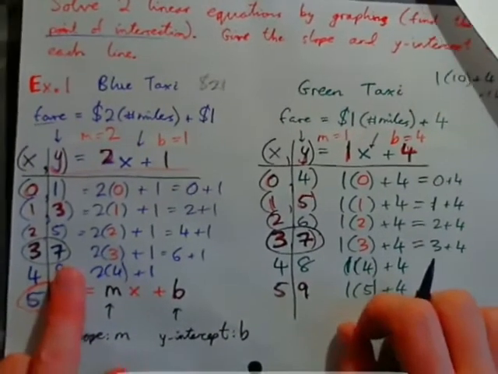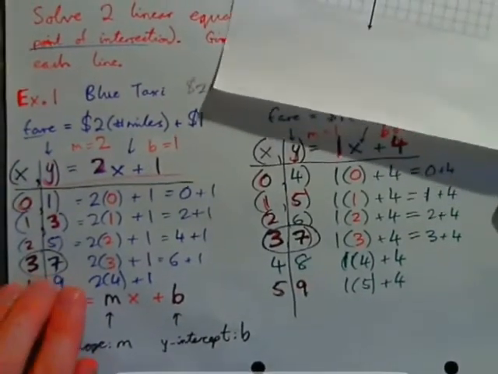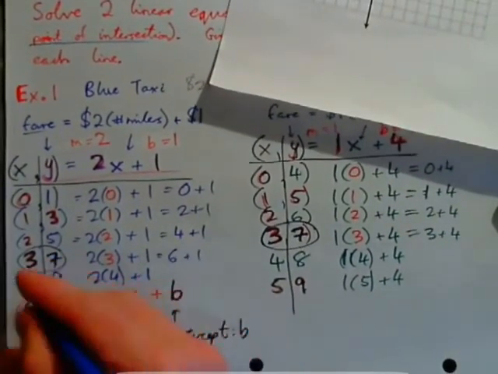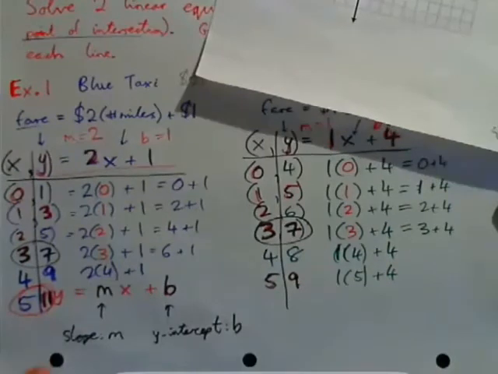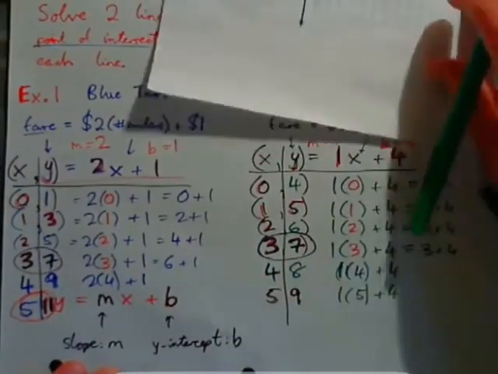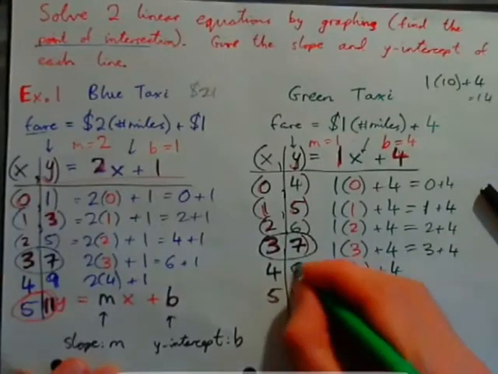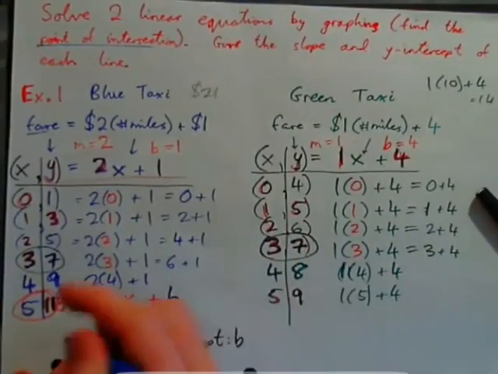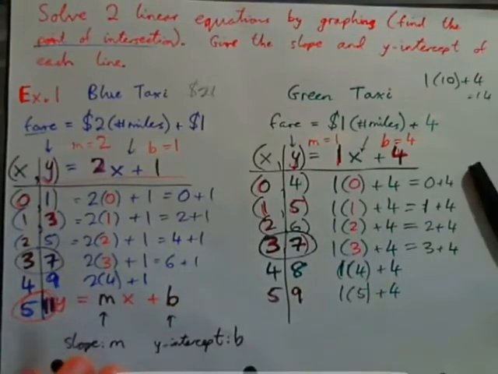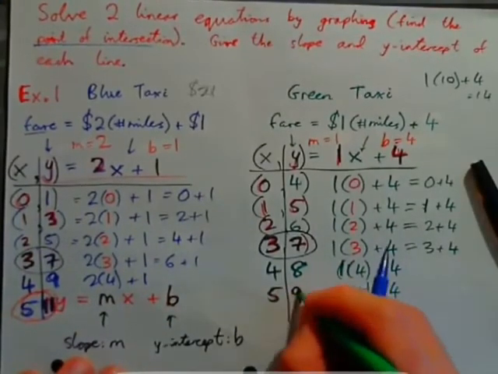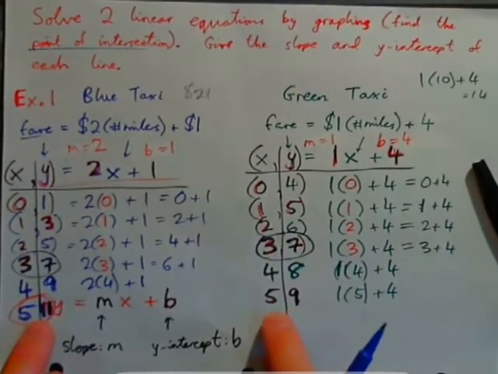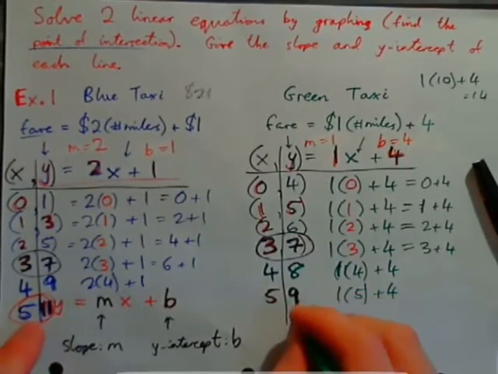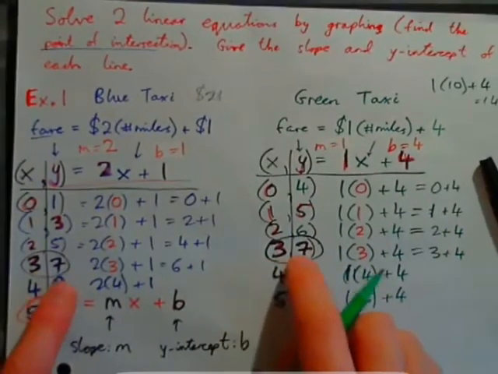Now, let's look at some other points. On the blue taxi, if I went 4 miles, the fare would actually be $9, because 2 times 4 plus 1 gives 9. However, if I went 4 miles in the green taxi, the fare would, of course, be 1 times 4 plus 4, $8. Okay. If I went 5 miles in the blue taxi, the fare would be 11. If I went 5 miles in the green taxi, the fare would only be 9. So if I compare 5 miles in the blue one and 5 miles in the green, the green one is cheaper. So for 5 miles, the green taxi is only $9, but the blue taxi is more expensive. For 3 miles, of course, they're the same price, $7.